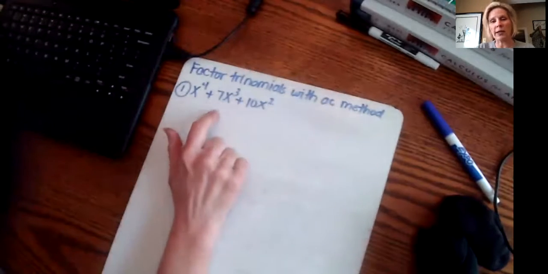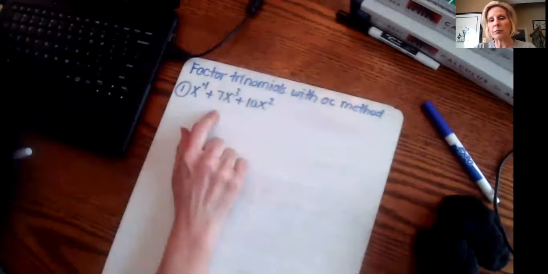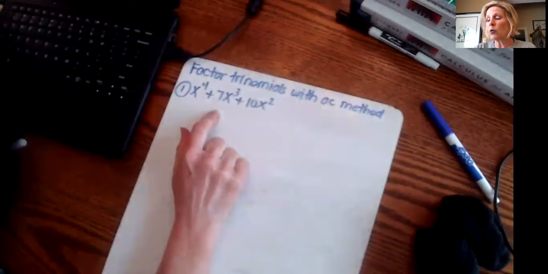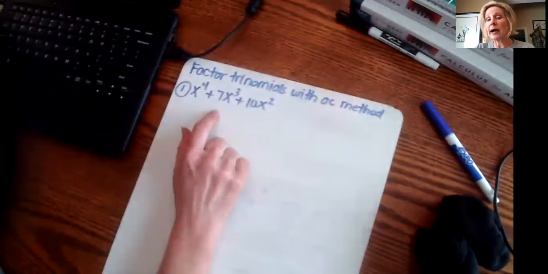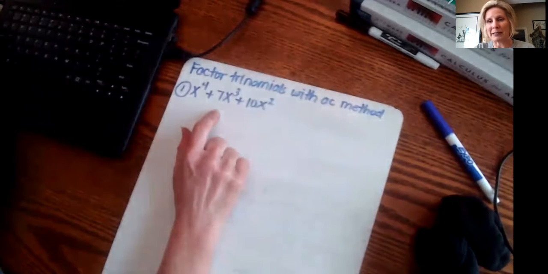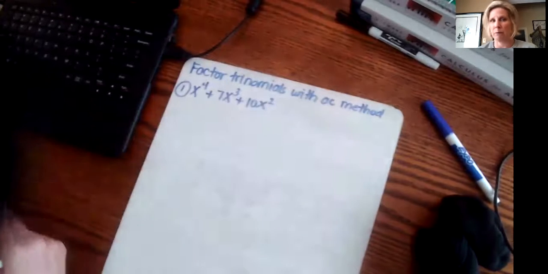You can go ahead and write it down: x to the 4th plus 7x to the 3rd plus 10x squared. Now we're working with higher order trinomials, meaning stuff that's higher than x squared. We've already done a bunch of x squared stuff. Working with higher order is quite often the same idea. The exponents are just bigger.